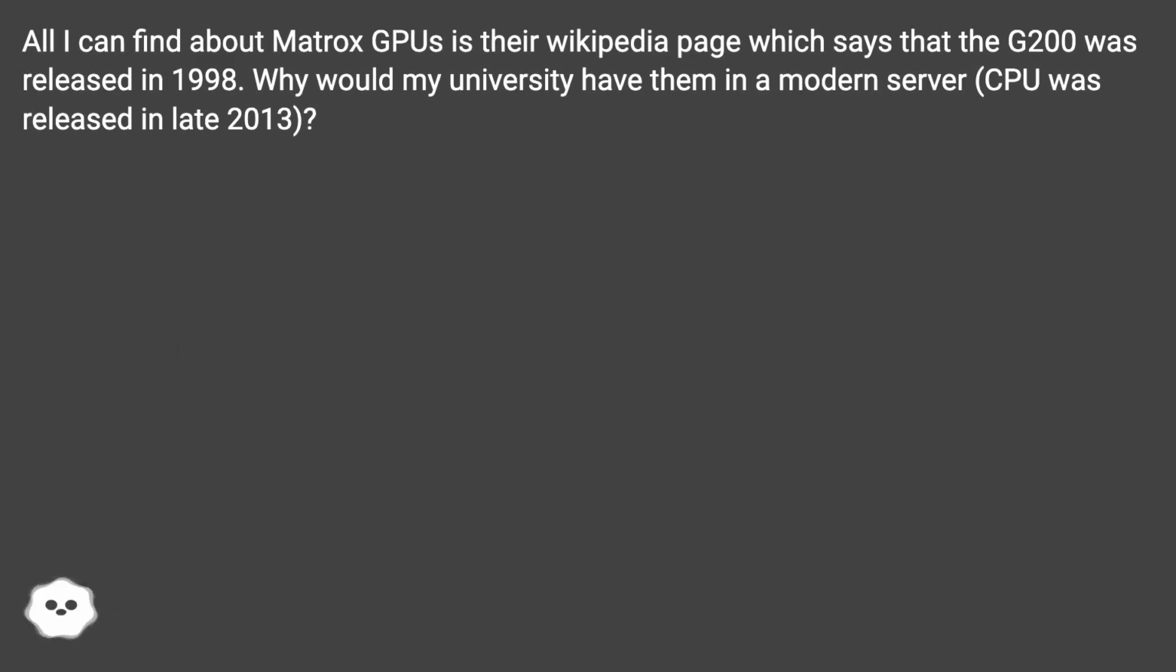All I can find about Matrox GPUs is their Wikipedia page, which says that the G200 was released in 1998. Why would my university have them in a modern server? The CPU was released in late 2013?